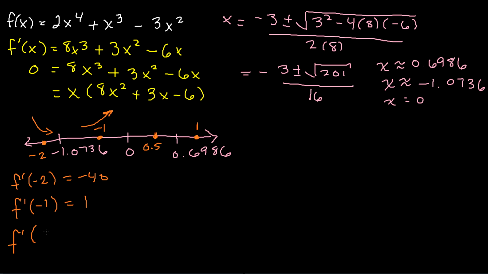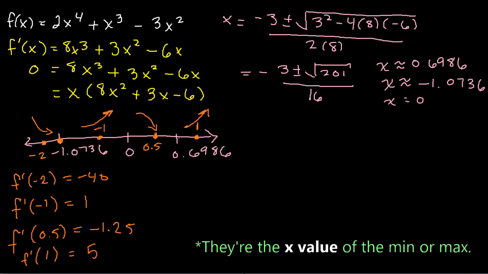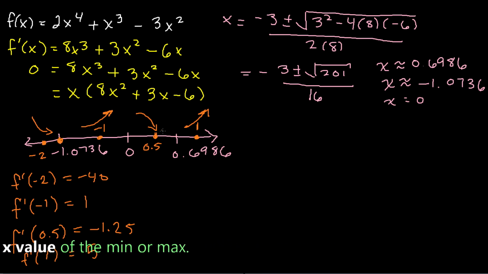F prime of 0.5 is going to be equal to -1.25. So this is going to be going down. And f prime of 1 is going to be equal to 5, which means that we're going to be going up here. That means that -1.0736 is a minimum, 0 is a maximum, and 0.6986 is a minimum. Now what we're going to find out is, is it a relative minimum, a relative maximum?